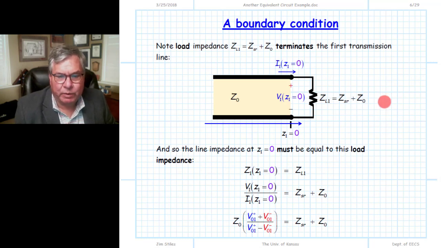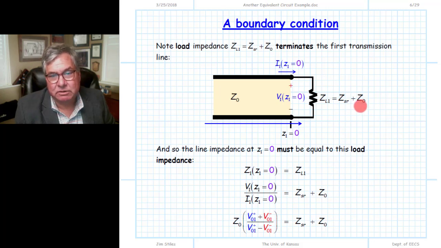So what's our boundary condition here? We know that the ratio of this voltage to this current must be equal to the load impedance. More specifically, the line impedance at z1 equal to 0 must be equal to the load impedance attached to the end of the transmission line. That is our boundary condition. But the line impedance function at z1 equal to 0 is simply the ratio of the total voltage to total current, which we determined on the previous page, and therefore we can insert those to get this result. This result, the line impedance at z1 equal to 0, the ratio of V1 to I1, is equal to this load, which we know from our equivalent circuit is equal to the sum of the series impedance Zsr plus Z0.